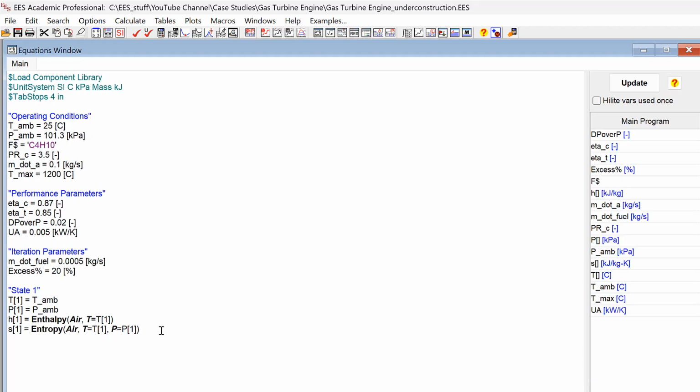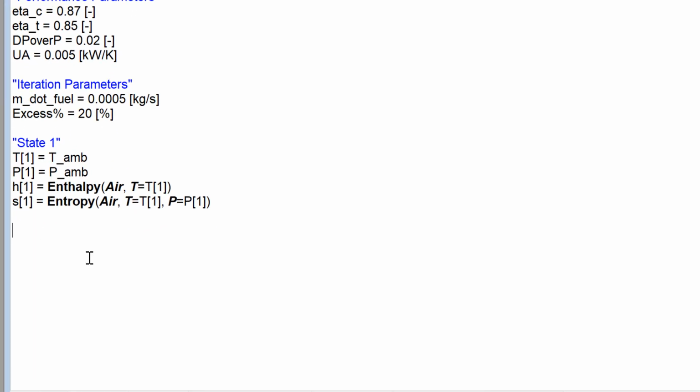Then we will go through the compressor. So let's go ahead and set the exit pressure. So this is PRC times P1. I can get the enthalpy leaving a reversible compressor. That's the enthalpy of air at S equals S1 and P equals P2. And then I know the enthalpy of the air leaving the actual compressor will be greater than that. So this is going to be H1 plus, what would it be, HS2 minus H1 divided by eta C.